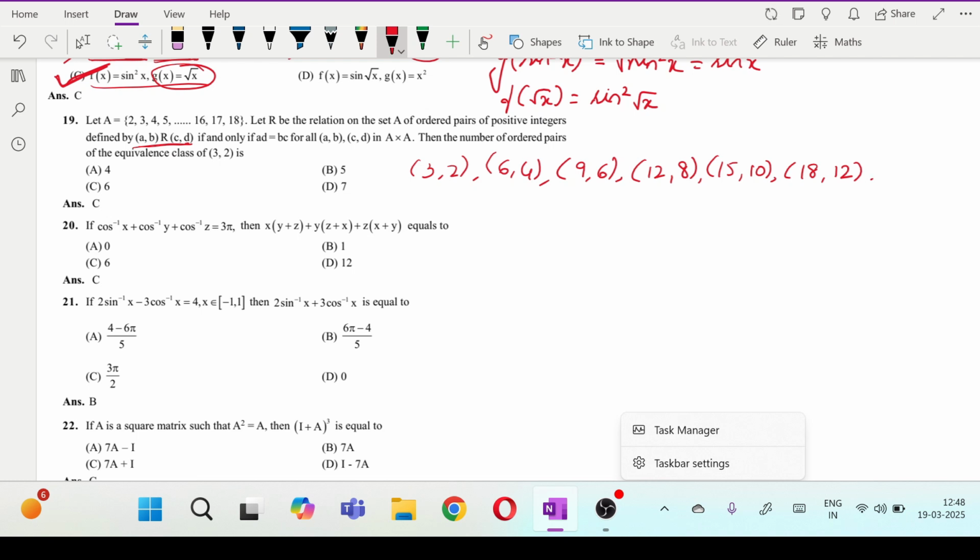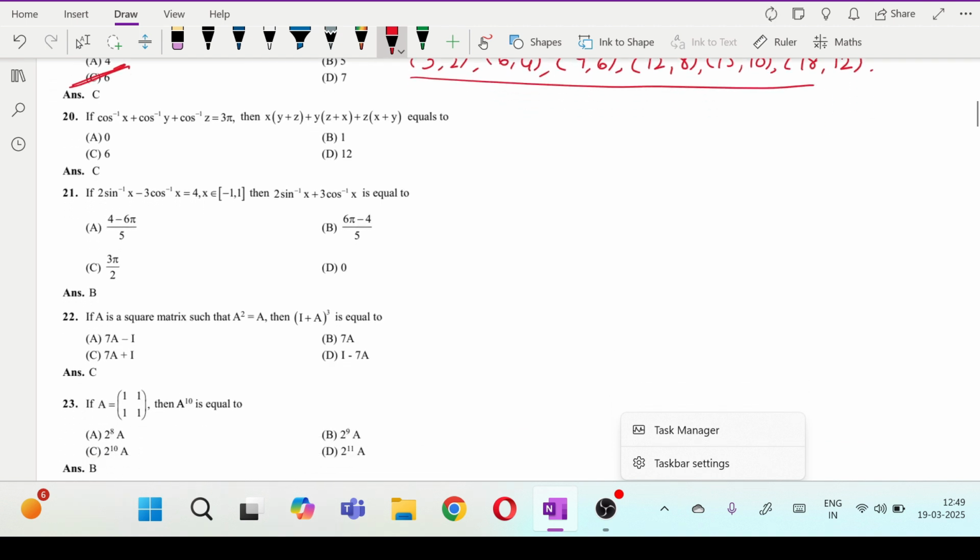12. That's all. We are just considering the multiples of 3 and 2. Check for it. If we multiply, the AD will be equal to BC for all these cases. Therefore, how many ordered pairs are? And also we cannot continue it because we have the elements only till 18. These are the only possible outcomes. Count the elements. How many elements are there? There are 6 elements. Therefore, the equivalence class will contain 6 elements.